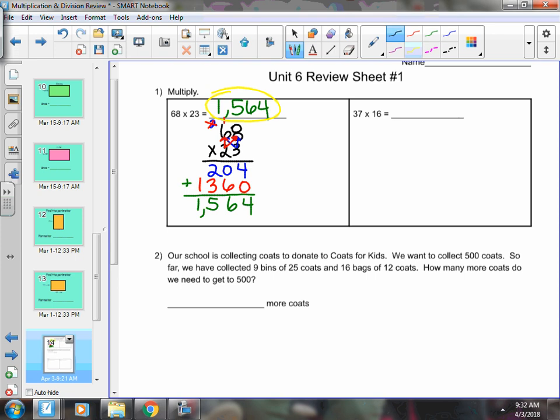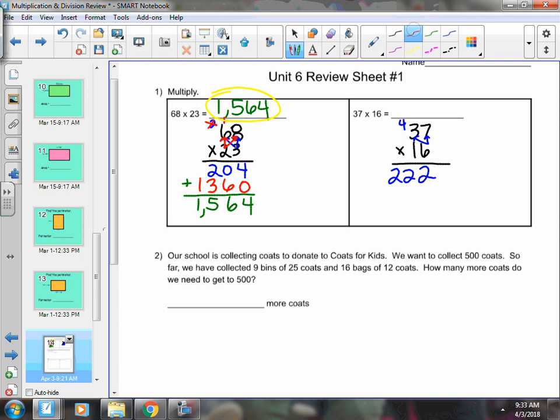All right, the second one, 37 times 16. We're going to multiply 6 times each digit on the top. 6 times 7, then 6 times 3. 6 times 7 is 42. 6 times 3 is 18, plus 4 is 22.